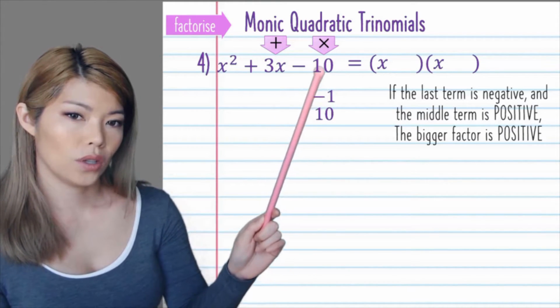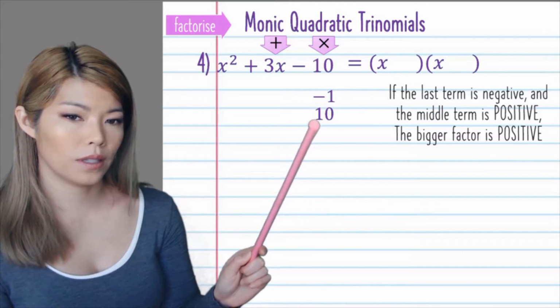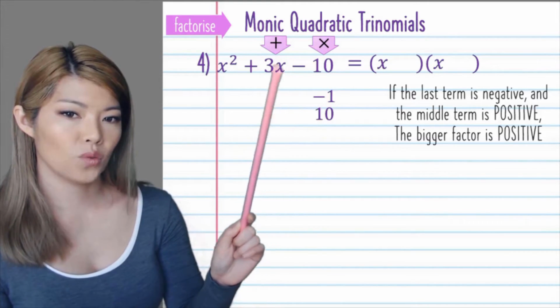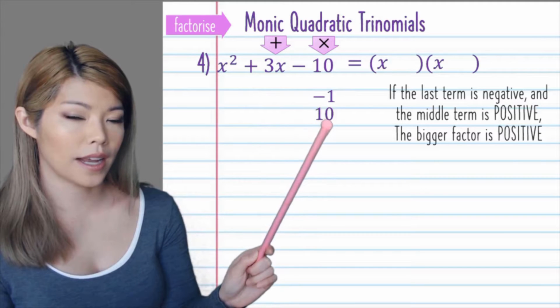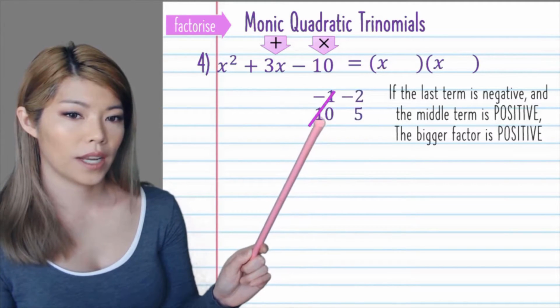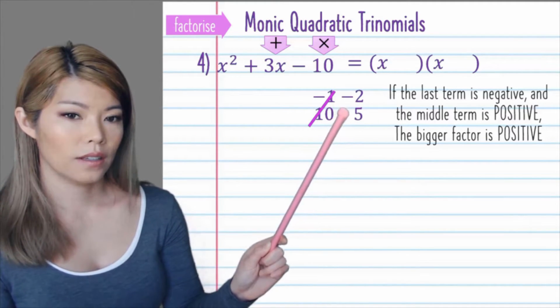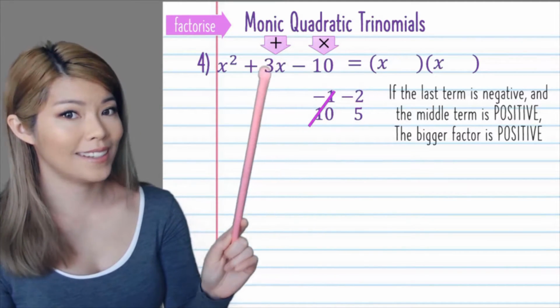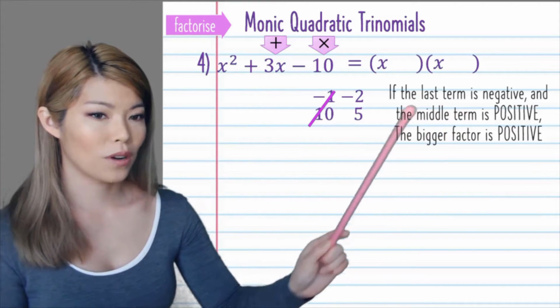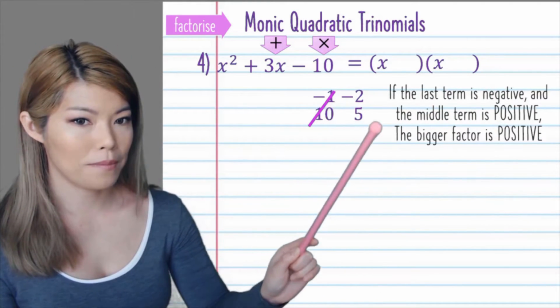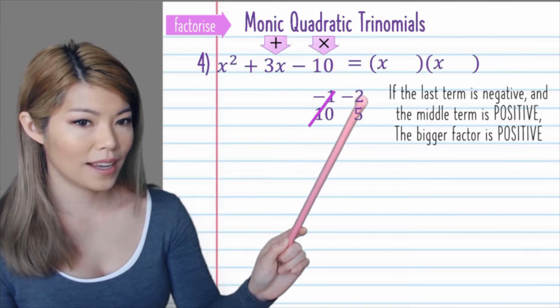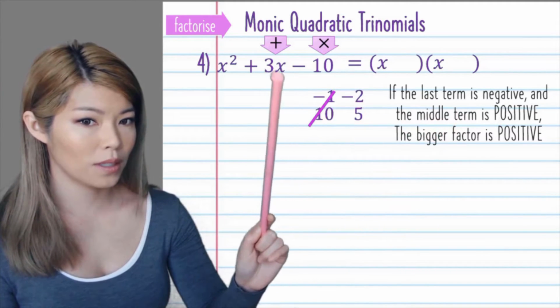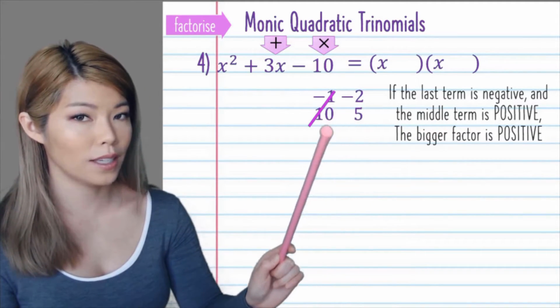So we can do 10 times 1, so the bigger being positive. So 10 minus 1 is not 3, it's 9, so that doesn't work. Or we can have 5 and 2. So 5 times negative 2 is negative 10, and 5 minus 2 does give us 3. You might want to reread this and double check what I meant. So one of them has to be negative, and if the middle term is positive, see, the bigger value, 5, is also positive.